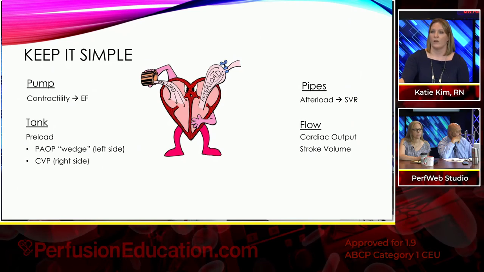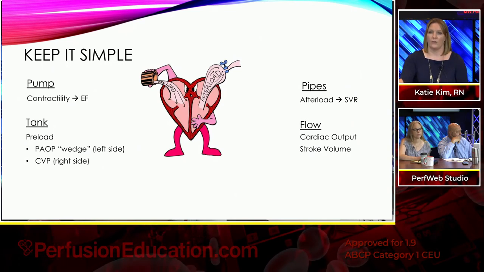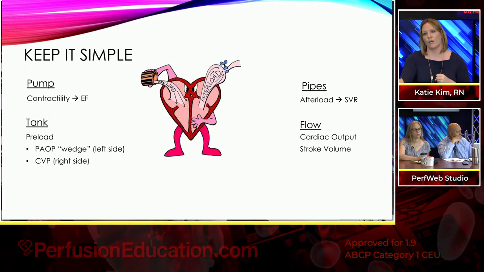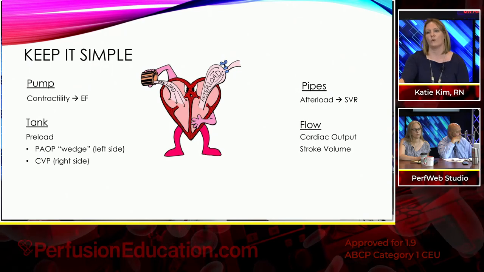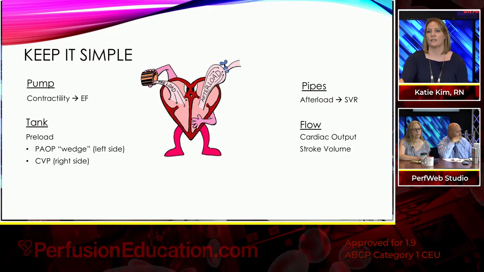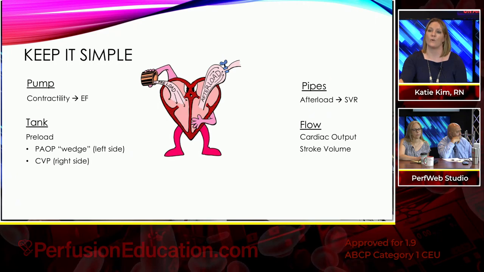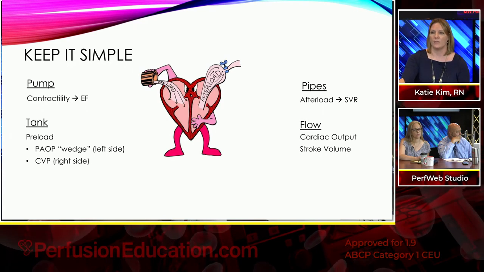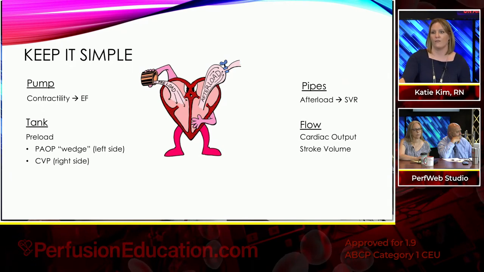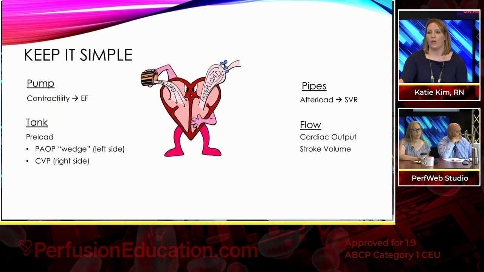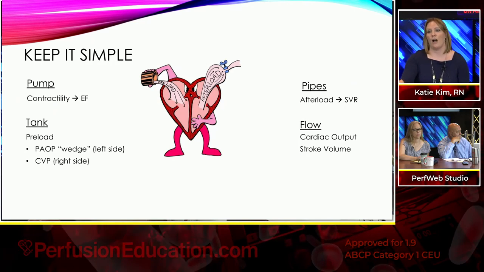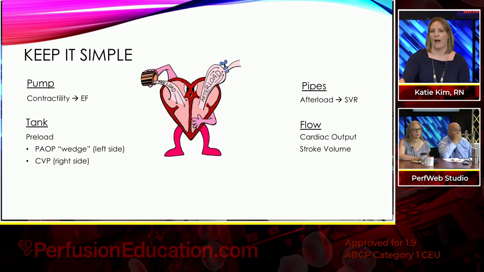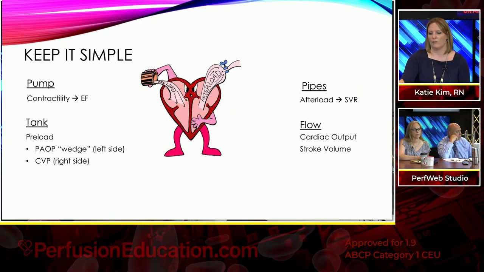And then we all know that you have your preload that has to then be pumped out and overcome the force on the back side of the heart, which is the afterload. Your systemic vascular resistance is the measurement of what you're going to have to overcome to get the fluid out of the tank, so to speak. And then flow is measured by your cardiac output and your stroke volume. So this is kind of a macro level, high level overview.